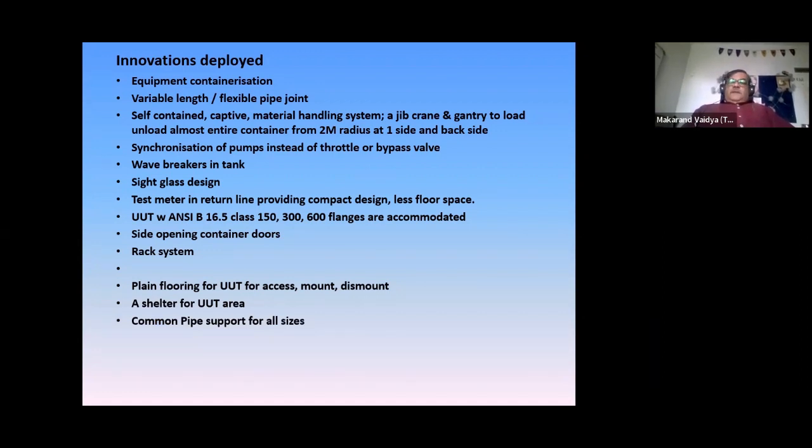I have developed a common pipe support for all the sizes. So in this picture of different sizes, the pipe support is the same. Only the numbers may vary because of the length. The longer the pipe, the more numbers. The shorter the pipe, the fewer numbers.